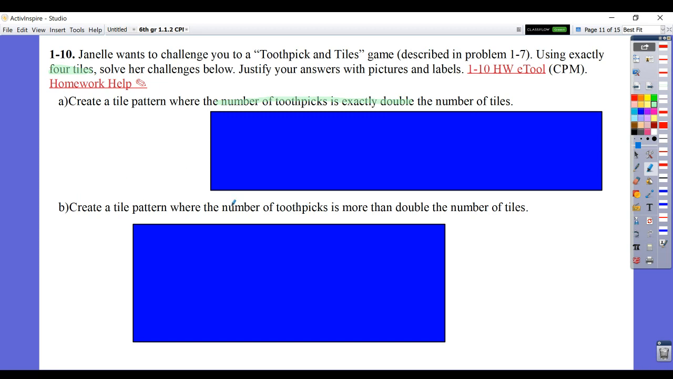Then, same concept for B, only this time they want the number of toothpicks to be more than double the number of tiles. So again, you're going to use 4 tiles because that's what they're telling you. But this time the perimeter or the amount of toothpicks needs to be more than twice that. In other words, more than 8. So you're going to create a pattern this time with the 4 tiles where the perimeter is 9 or 10 or 11, anything larger than 8.